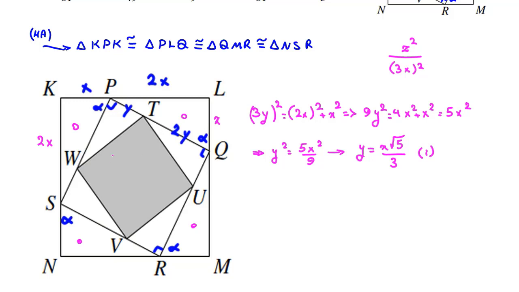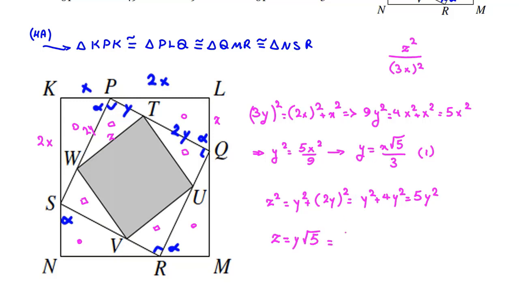So let's call this one 1. Now it is z. Again, like this part, we can say this triangle, this triangle, this triangle, this triangle, by the same method, similarly, are congruent. So when it is 2y, it is 2y. So here we can say z squared, again by the Pythagorean theorem, is 2y squared plus y squared, which is 4y squared plus y squared, equals 5y squared. So z equals, if you take the square root, y root 5. Instead of y, we can write x root 5 over 3 times root 5. So it will be 5x over 3.